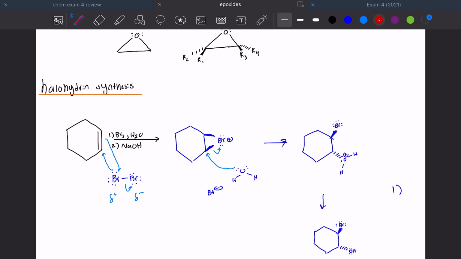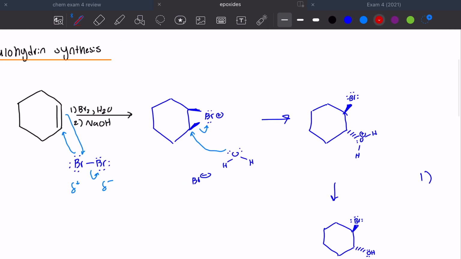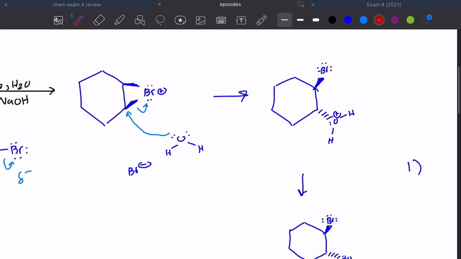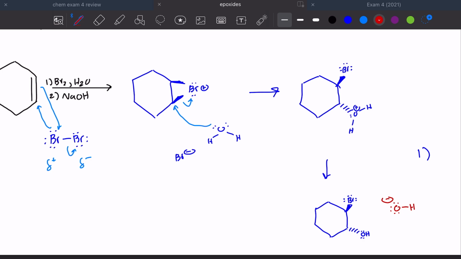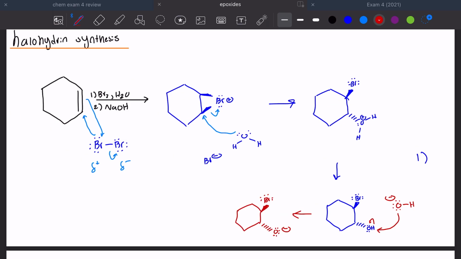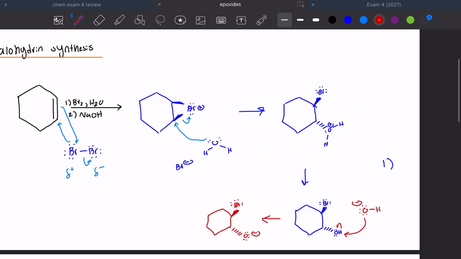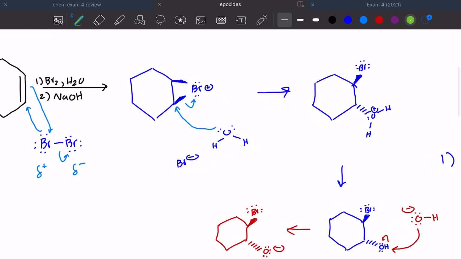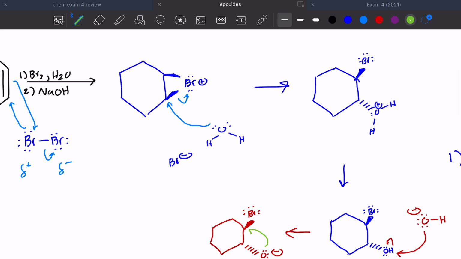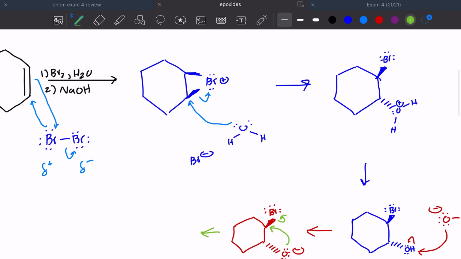Now I'll do step 2, which I'll write in red. Basically you have this base, OH. The Na doesn't matter; it's a spectator ion. The OH comes and takes one of the hydrogens off the OH and puts it back into that bond. Then you'll get this. Now, to make an epoxide, this is a special case of intramolecular interaction. The negative charge is going to come in, form a bond, and displace that bromine. Then you're going to get a product that looks like this.